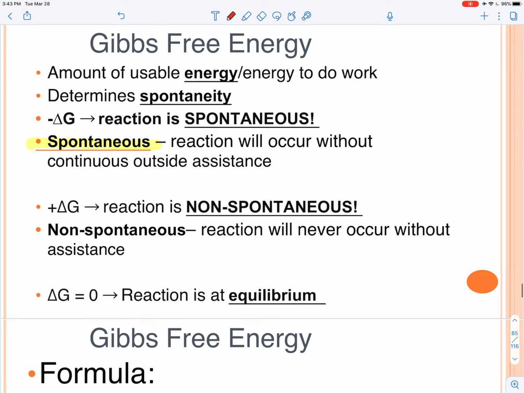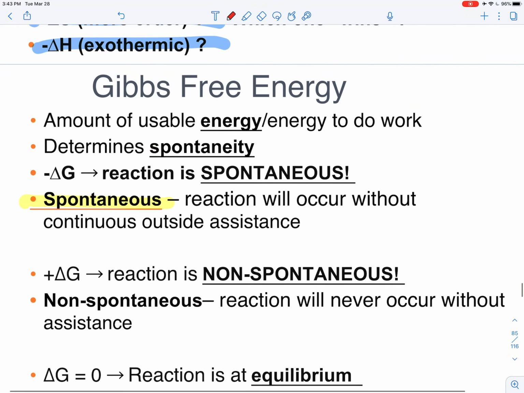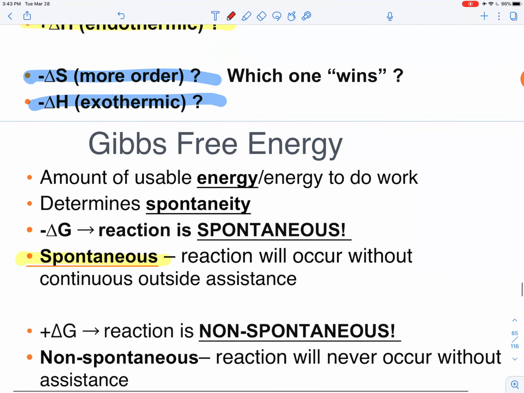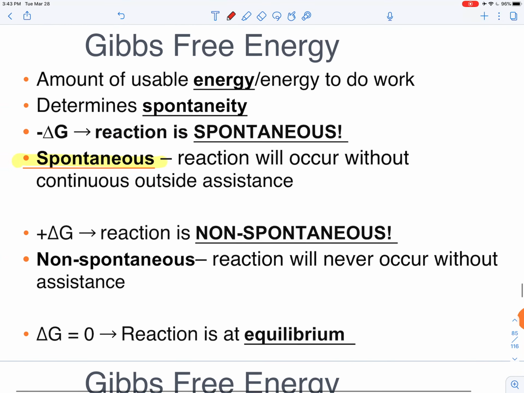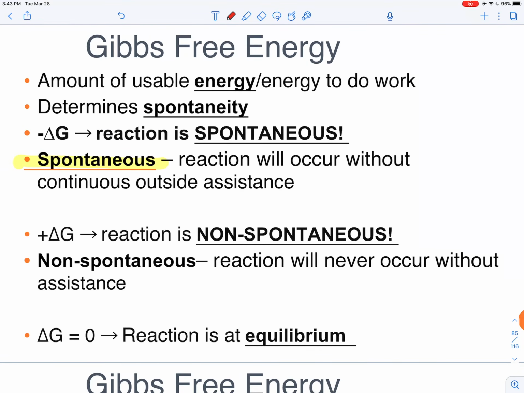So Gibbs free energy is the amount of usable energy to do work. It determines spontaneity. A reaction is spontaneous if you get a negative delta G value, and if you get a positive delta G value, then it's not spontaneous.